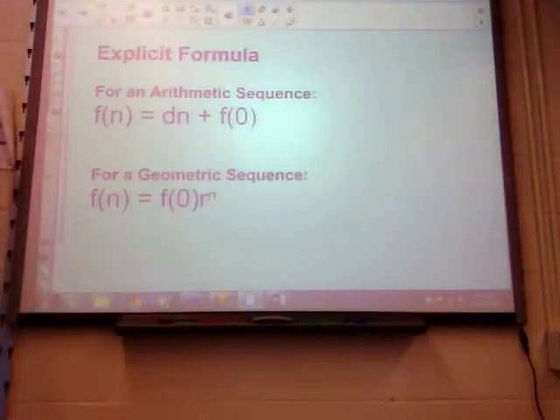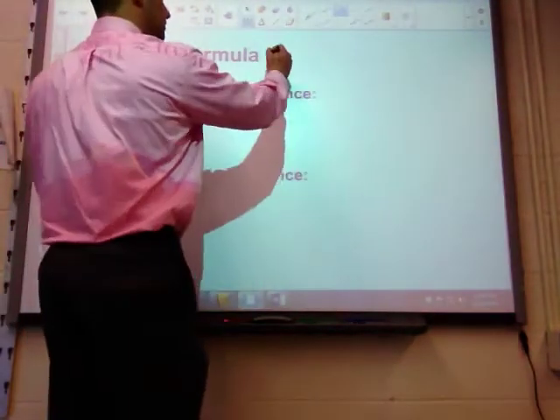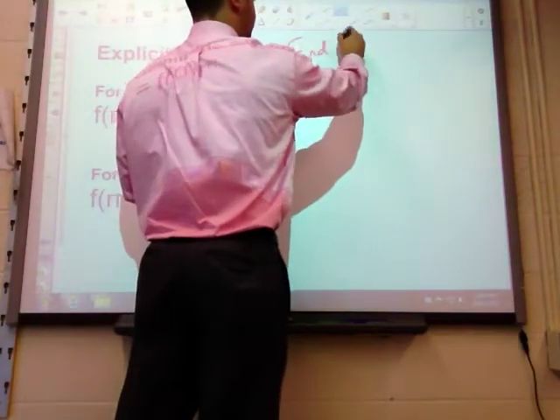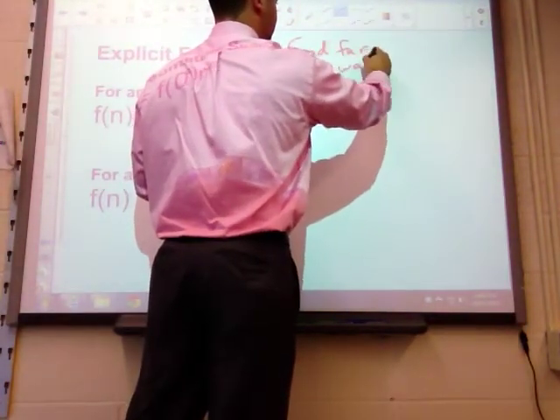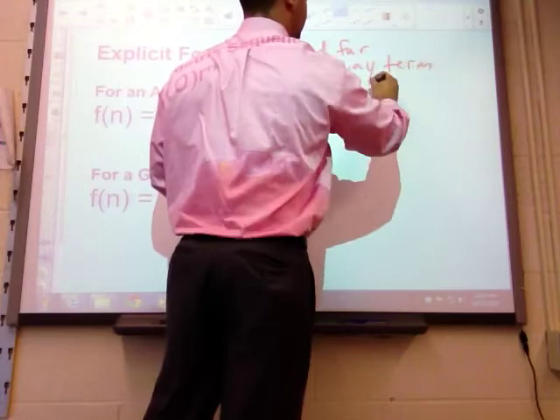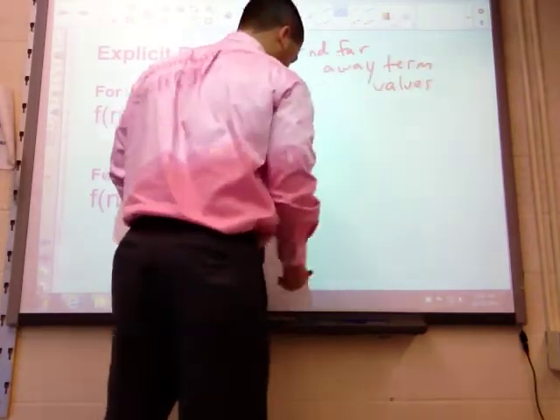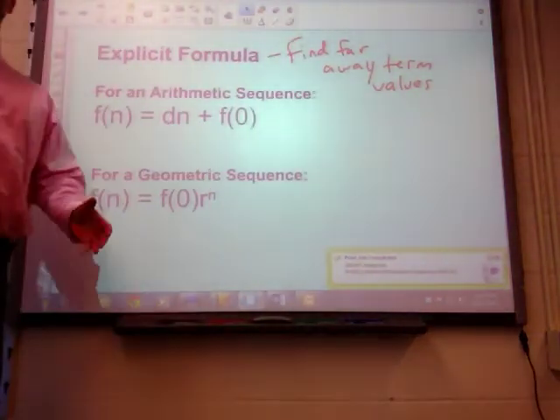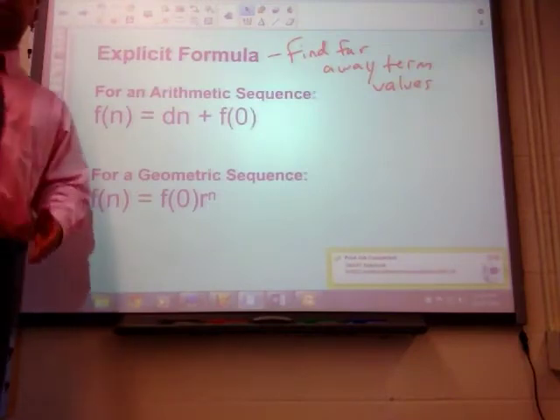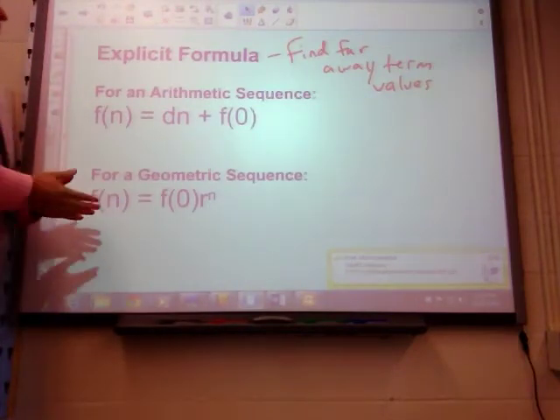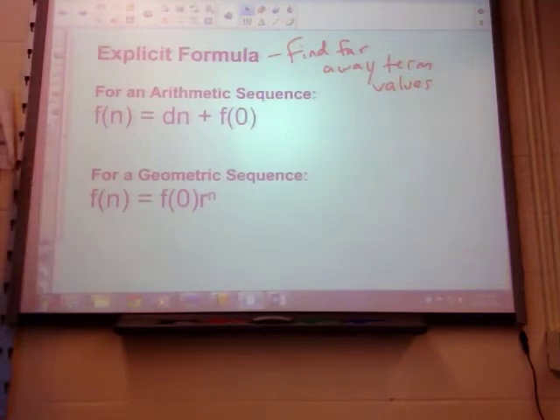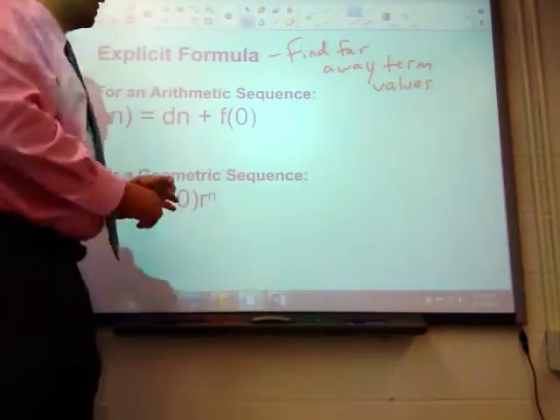So let's look at some of our formulas. These are the explicit formulas. Explicit formulas help you do one thing: find far away term values. So say I'm given the first 5 terms of a sequence and I want the 60th. This is a great way to do it, using the explicit formula. So say I'm given, for an arithmetic sequence, f of n equals d times n plus f of 0. You're probably looking at this and say, I have no idea what any of that means. But that's what I'm here for.